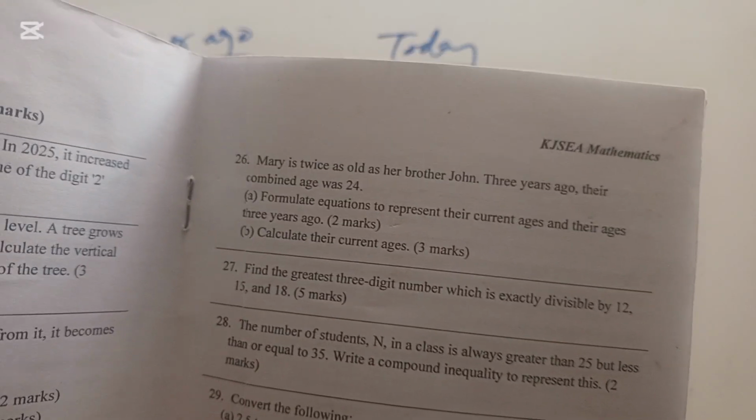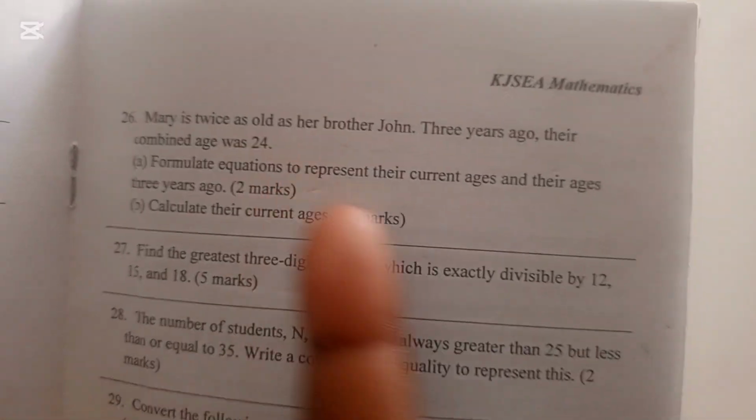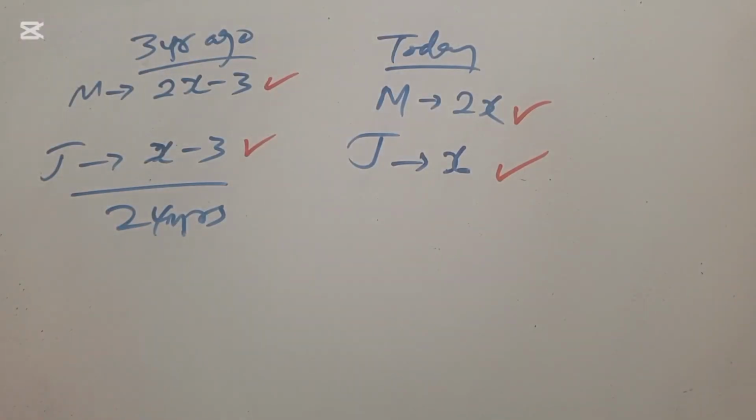The next question asks, calculate their current ages. Now that one has more marks, 3 marks. You can see this one is 2 and 3. And again, I want to insist on showing your methods clearly. Now, so how do you find their present ages?